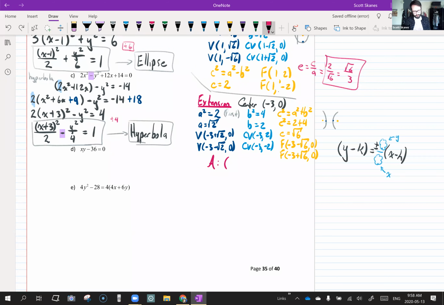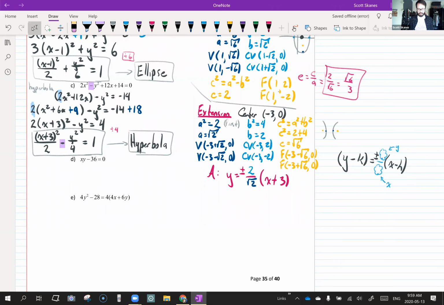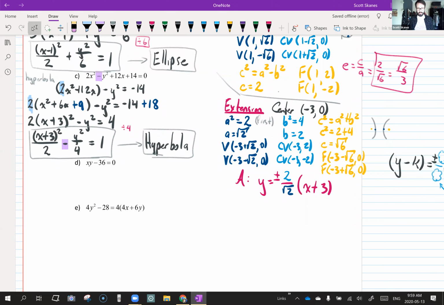So this one's a tricky one if you're not sure what I'm talking about, but let's just steal. So this line is going to be y minus k, which is just the y, equals plus or minus, in this case, 2 over root 2. That's not proper, but I don't really care right now. And then x plus 3. Okay, so this would be like the longest question I would say in the entire course, and I mean that. It's the longest question in the course.